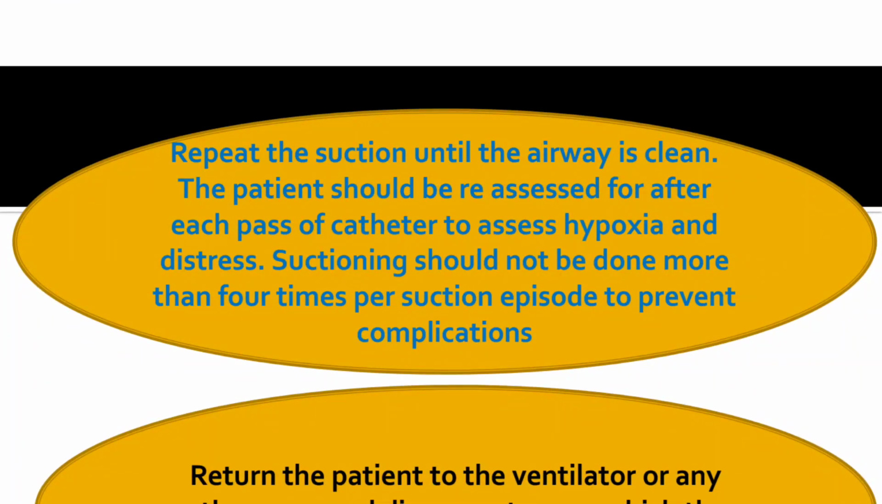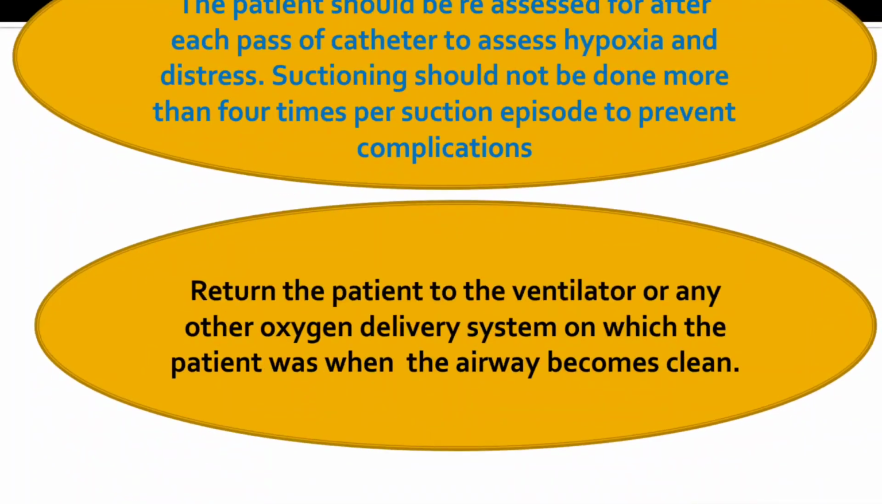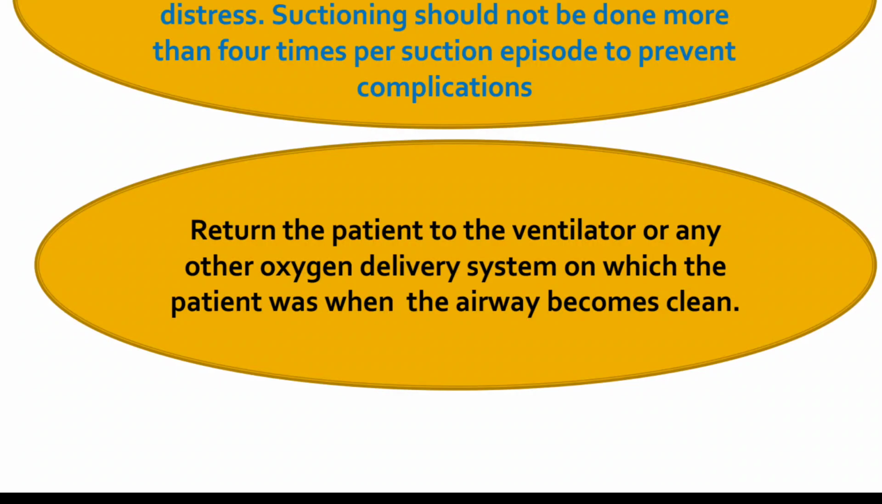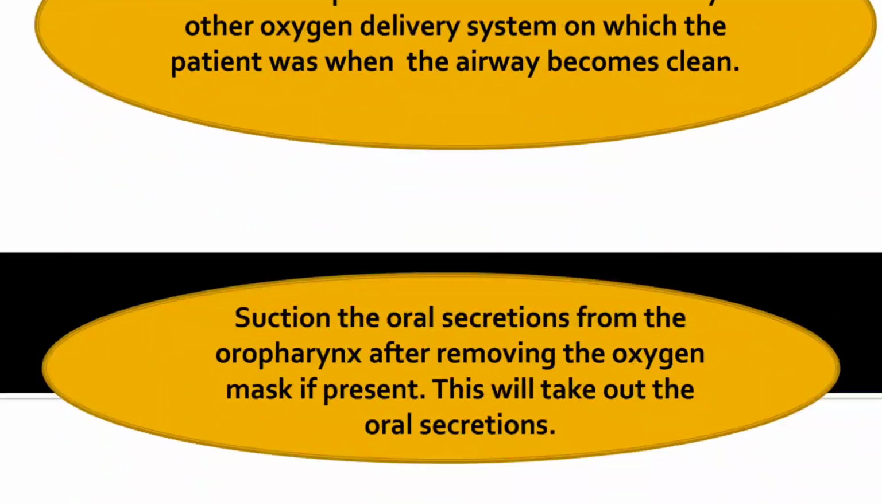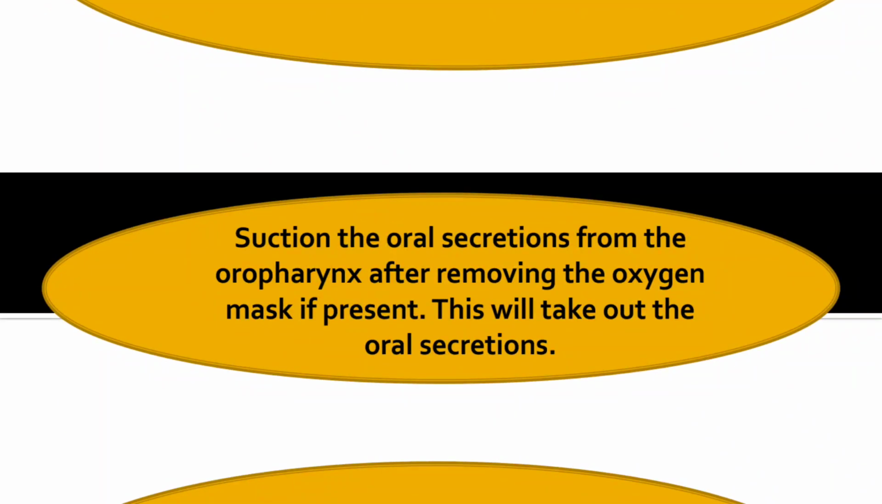The patient should be reassessed after each pass of the catheter to assess hypoxia and distress. Suctioning should not be done more than 4 times per suction episode to prevent complications. Return the patient to the ventilator or any other oxygen delivery system on which the patient was when the airway becomes clean. Suction the oral secretions from the oropharynx after removing the oxygen mask if present.